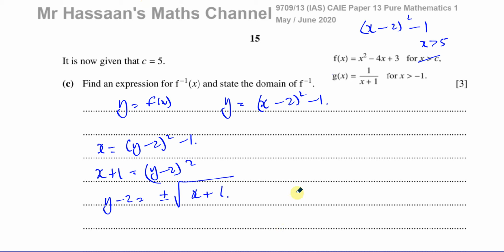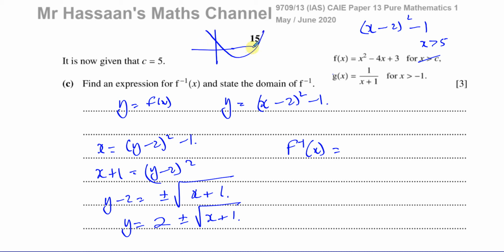We have to decide whether we will take the positive or the negative square root to get the answer. Now, let me just finish this off. y equals 2 plus or minus the square root of x plus 1. Okay, so now, in my answer, I'm going to write the inverse of f of x equal to, and I'll choose either the positive or the negative. Now, the basic rule is, if you have restricted the domain to the right of the vertex, you're going to use the positive square root. And that's exactly what we've done. The vertex was here, and we restricted the function to the right of that value. So that means the inverse function is going to be 2 plus the square root of x plus 1.